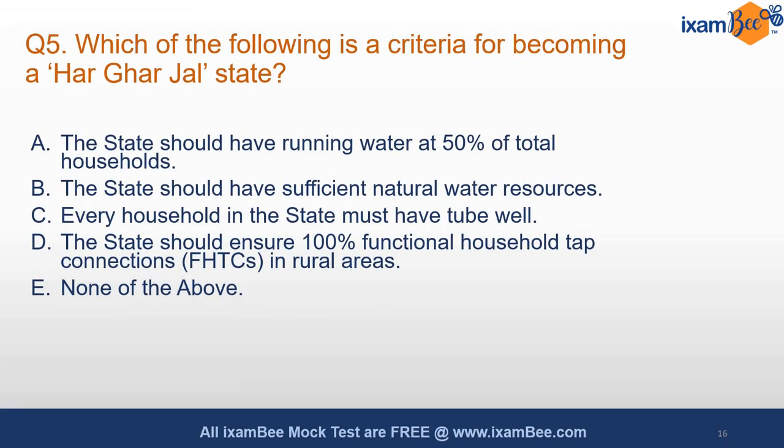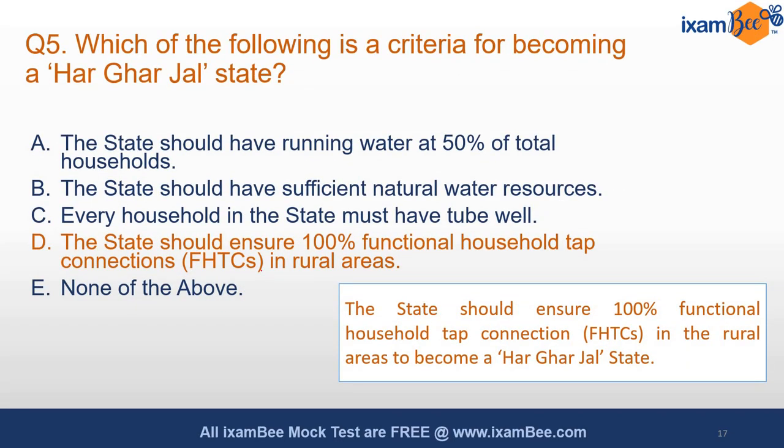Next question related to Har Ghar Jal state. Basically, when is a state called a Har Ghar Jal state? What is the criteria? So the criteria here is when the state will ensure 100%, that means all households in the rural areas have a functional household tap connection. That is when a state is known as a Har Ghar Jal state.